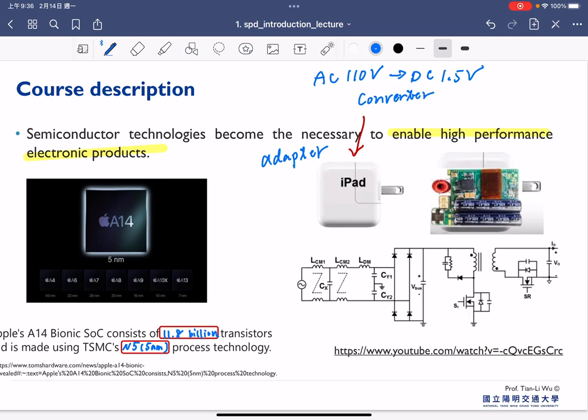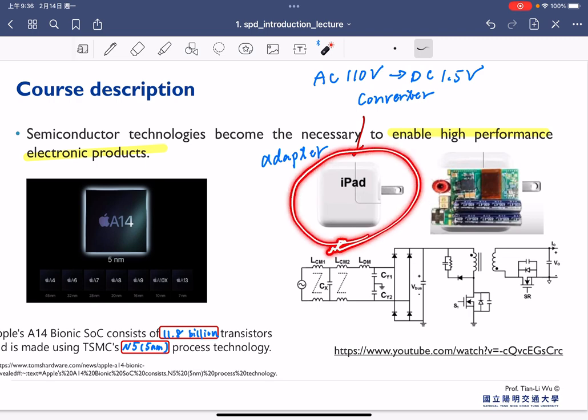So the function of the adapter or the charger is just to convert the energy from the electrical supply to the voltage that we need. For example, in the CPU, we only need 1.5 volt or even below 1 volt of electricity. Therefore, we need this adapter that can help us convert the energy. So this is also a very important electronic product.